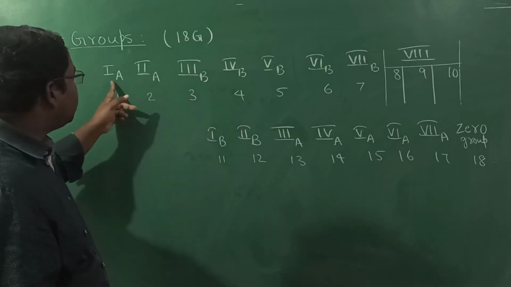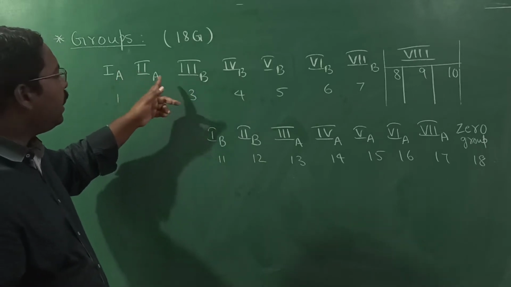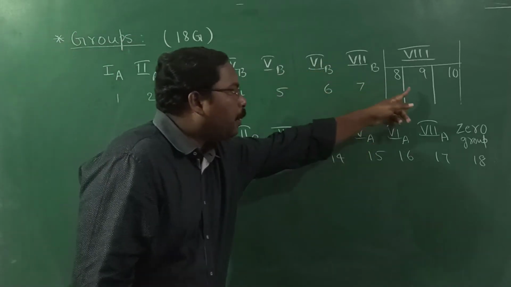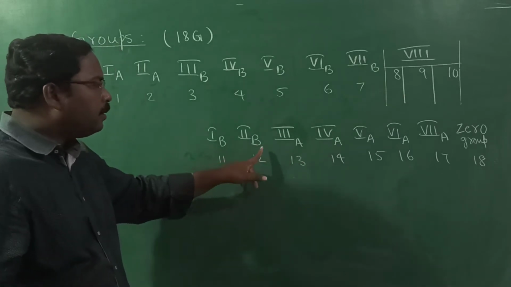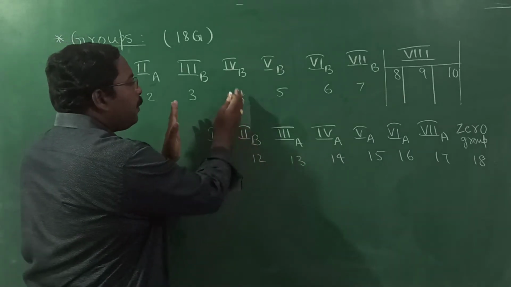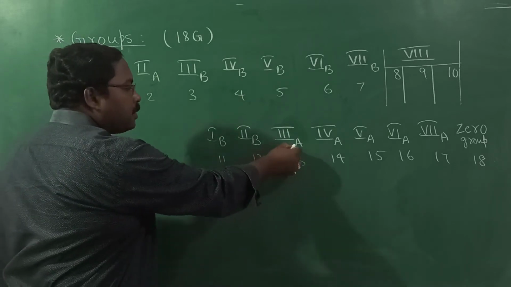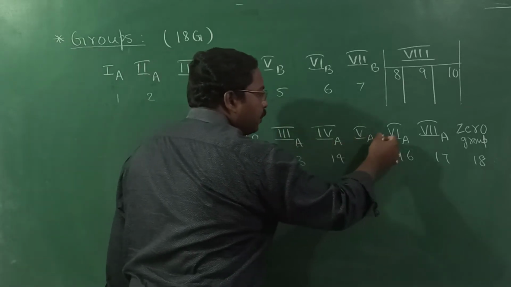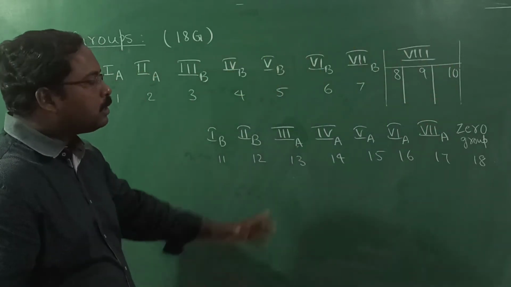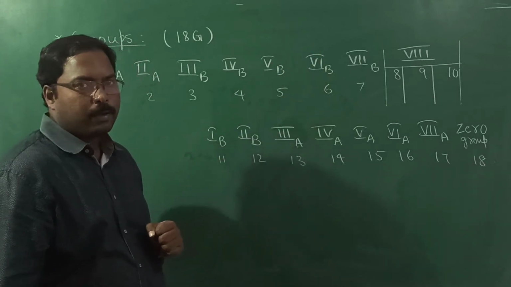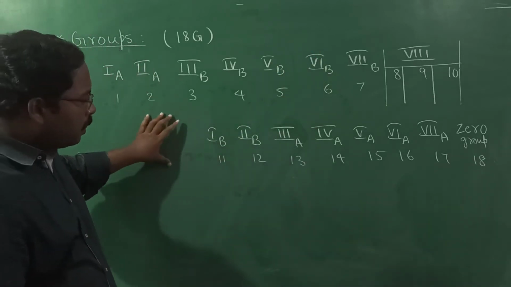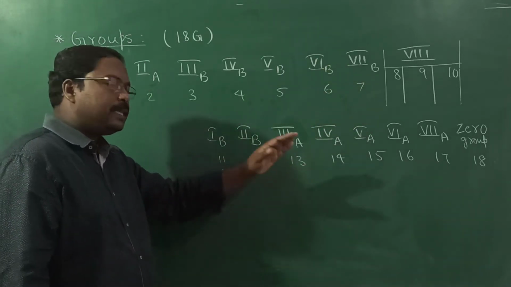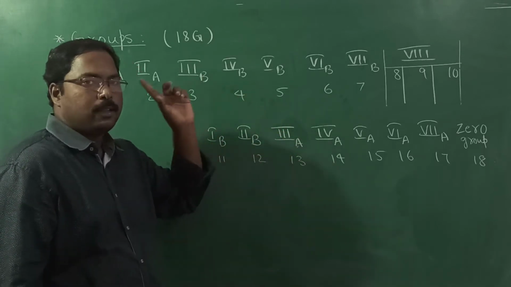So first it starts with the first A group, then second A, then all the B type of groups come: third B onwards up to 8th, then 1B, then 2B. So all B type of groups will be finished. Now here comes the A type of groups. Till the second one we discussed. Now third, fourth, fifth, sixth, seventh, eighth, which is also known as the zero group. So everybody first focus on this representation of the groups. We have 18 groups. We can represent them simply with normal numbers or in this manner also.